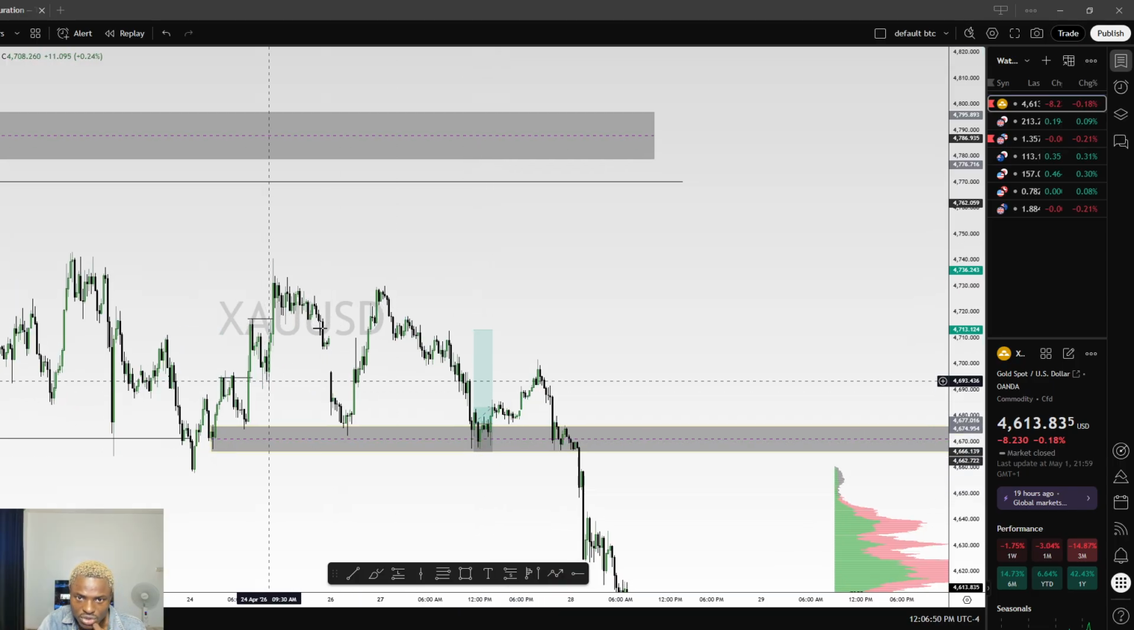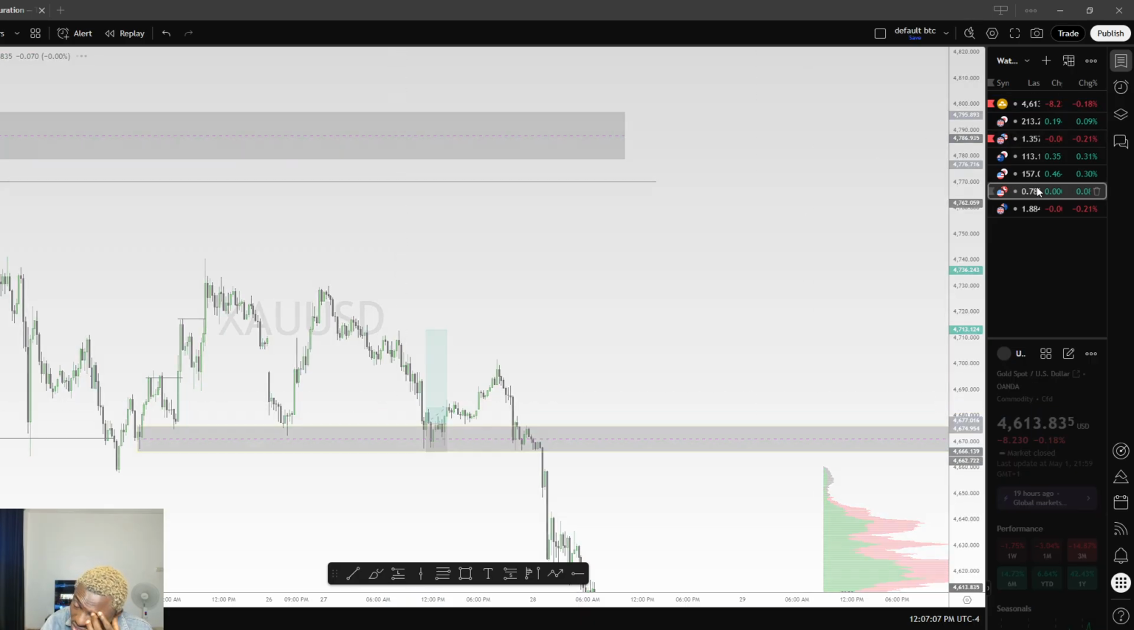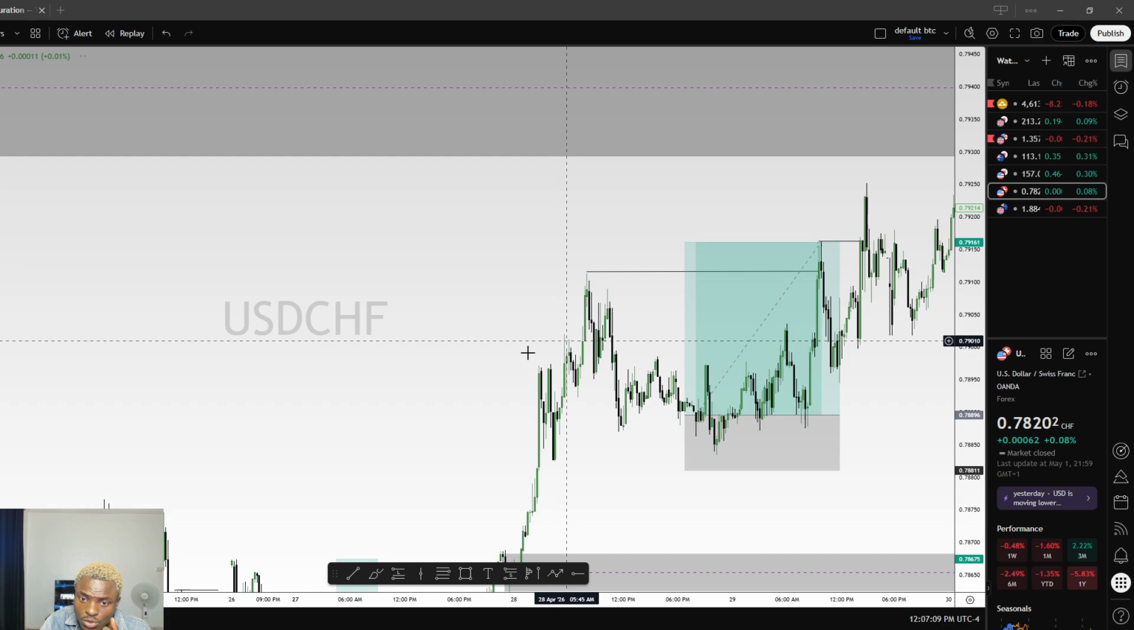We had a break of structure. I was looking for price to come here, and all this price action was my inducement. This is the liquidity, and when price came here, I don't take any trade without confirmation, and I used the bullish engulfing confirmation. And yeah, this was the first trade. And the second trade, I think it was USD.